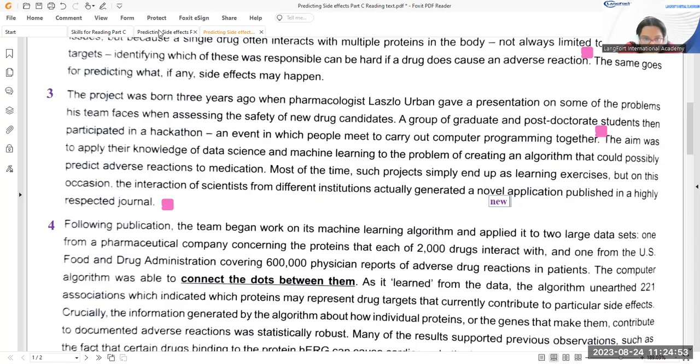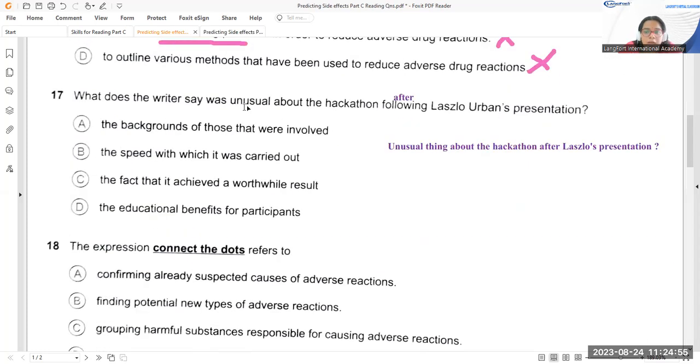Okay, all right. Now let's have a look at our options. Nivya, this is a complete question. Can you just read the options one by one? We need to figure out the unusual thing about the hackathon. Option A, the backgrounds of those that were involved. What do you guys think? Was the backgrounds of the people involved the unusual thing?